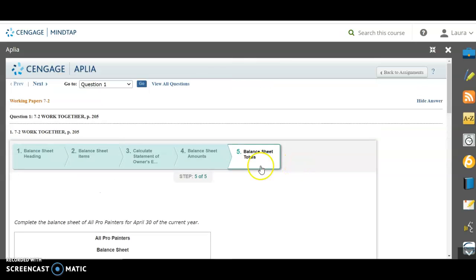So that does conclude the 5 steps of the 7-2 work together. Go ahead and complete the on your own problem.